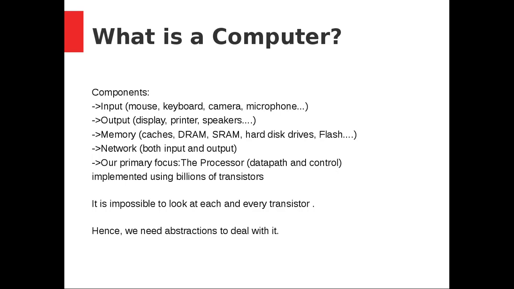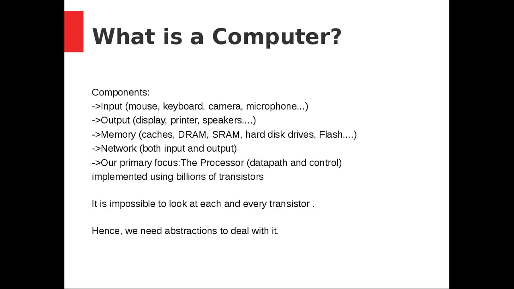So we will study the data path and control, and as it is impossible to look at every transistor on a chip, that is why we need abstractions for it. That is why I was constantly stressing the fact of abstractions. Abstraction is the way you do a course on computer organization. Well, that's what my teacher said, and that's what I'll be telling you.